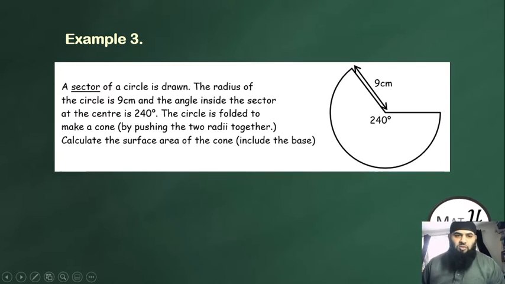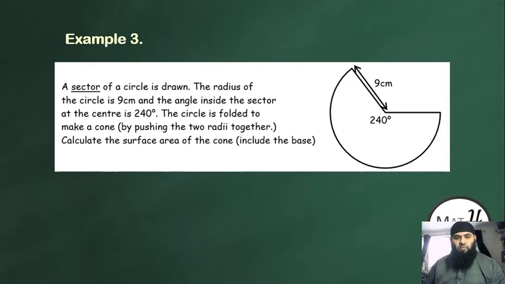Okay, last question. A sector of a circle is drawn. The radius of the circle is 9 centimeters, and the angle inside the sector at the center is 240. The sector is folded to make a cone by pushing the 2 radii together. This shape, as you remember the major sector, becomes a cone when you push the 2 radii together. Calculate the surface area of the cone, including the base.